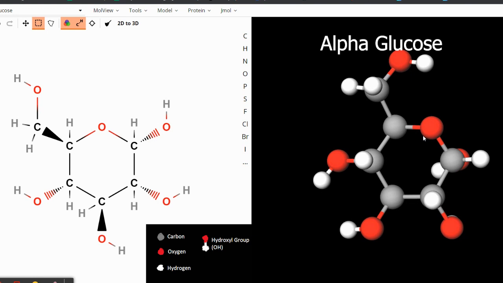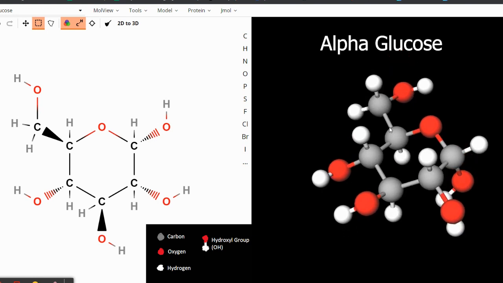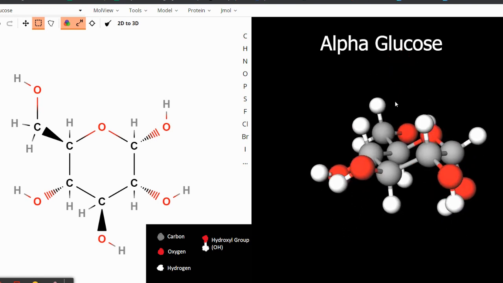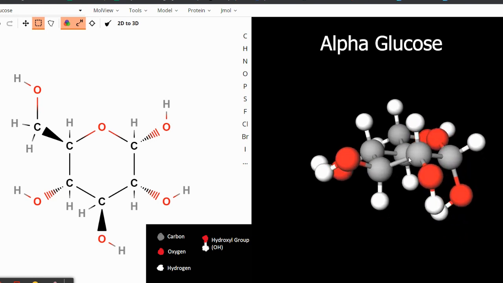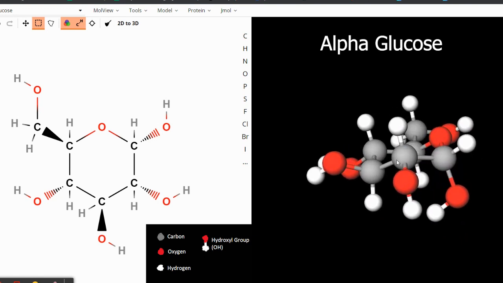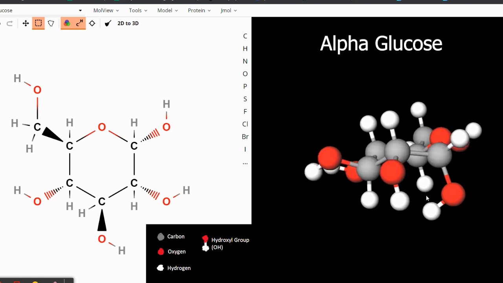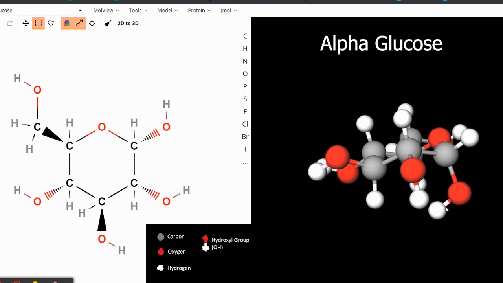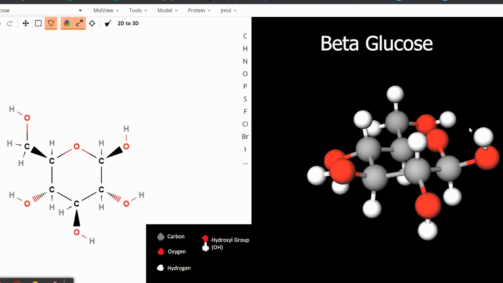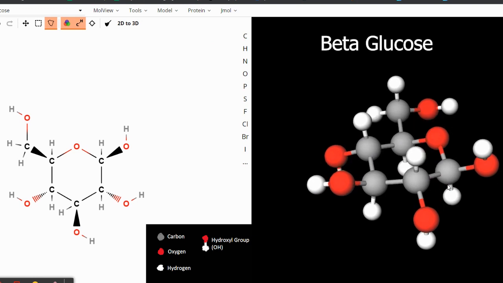Like mentioned before, glucose exists in 2 different types, alpha and beta. They are isomers. The difference between the two is located at the position of the hydroxyl group bonded to the first carbon atom. In alpha glucose, the hydroxyl group is below the plane, as in the first model displayed. Meanwhile, in beta glucose, the hydroxyl group is above the plane, as in the second model displayed.